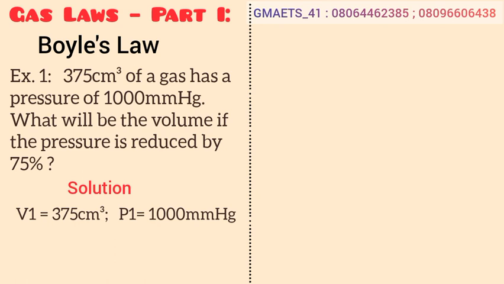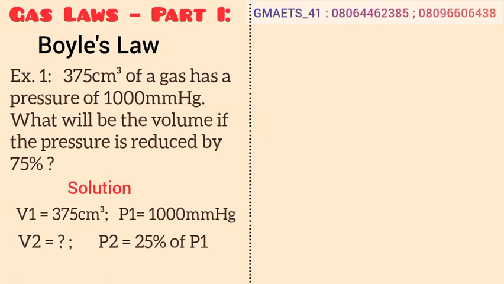Now the question proceeds to ask, what will be the volume? So we don't know the final volume, V2. That will be equal to question mark. That's what we are looking for. If the pressure is reduced by 75%, now the final pressure.